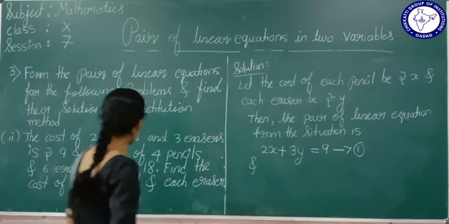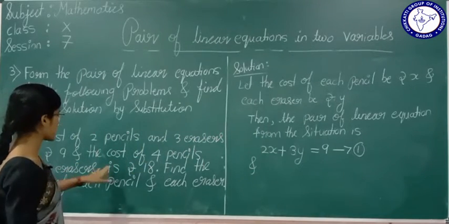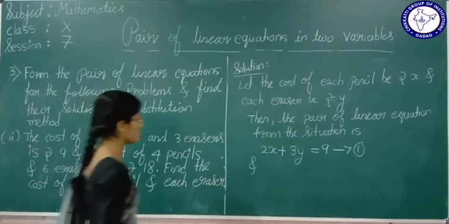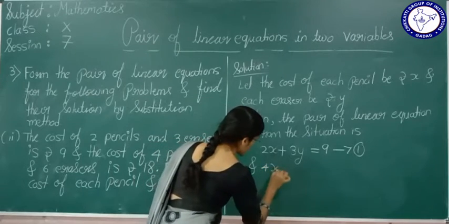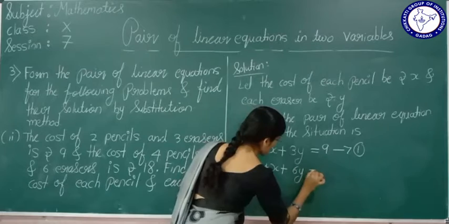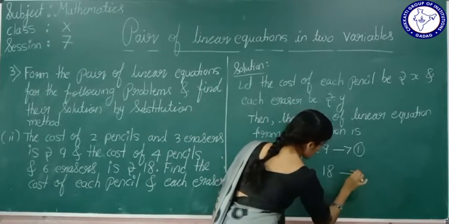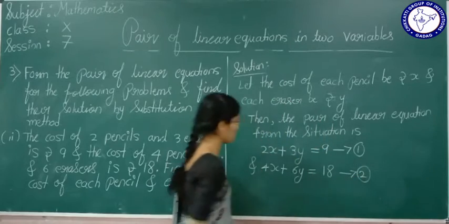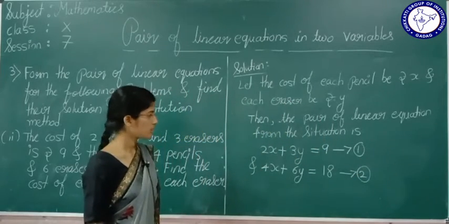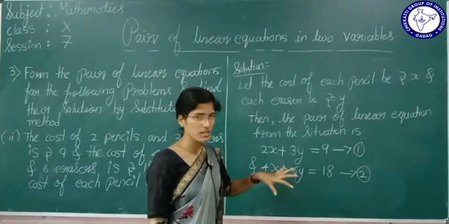And the cost of 4 pencils and 6 erasers is rupees 18. 4 pencils and 6 erasers is rupees how much? 18. Call this equation number 2. Now see here, we have to solve this by substitution method, right?